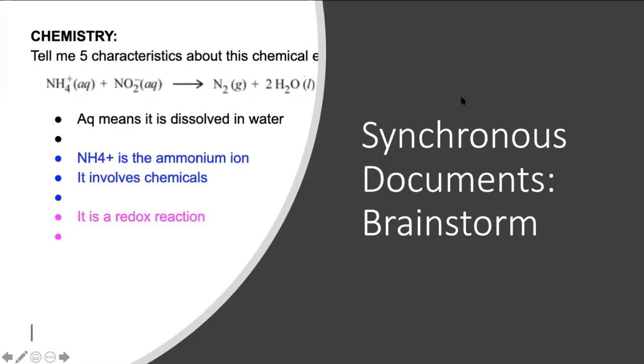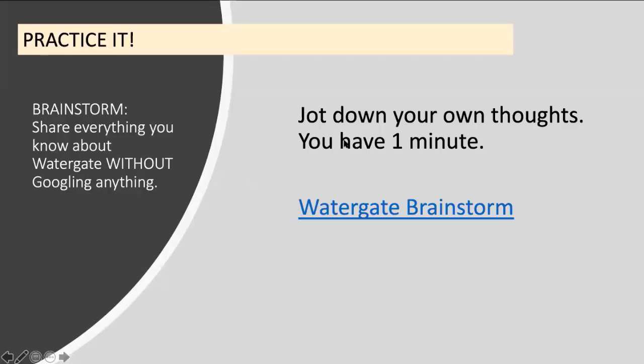Another thing that we can do is use synchronous documents in remote sessions to do things like brainstorm answers, make lists, write responses as a group. So this is just a simple example. Tell me 5 characteristics about this equation, and the students would go to a synchronous document in their small groups and respond. I want to show you an example about that.